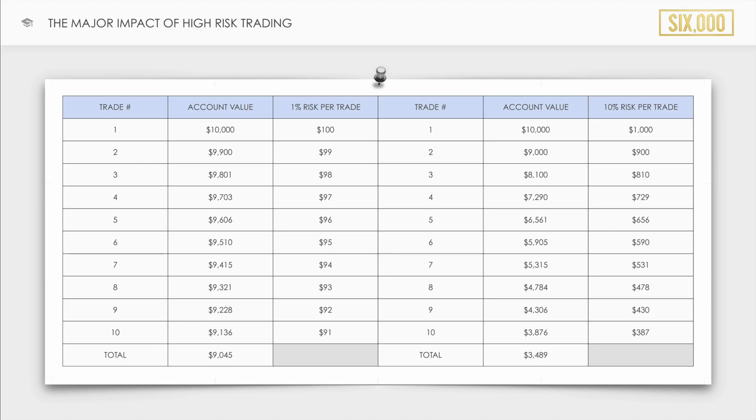We have an account value of $10,000. We have 10% risk per trade. So what we have is a conservative strategy on the left and an aggressive risk management strategy on the right.